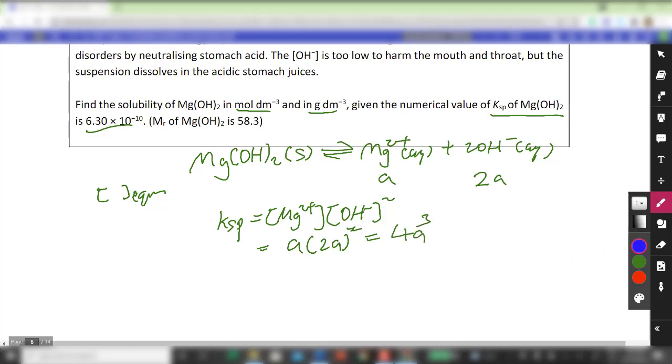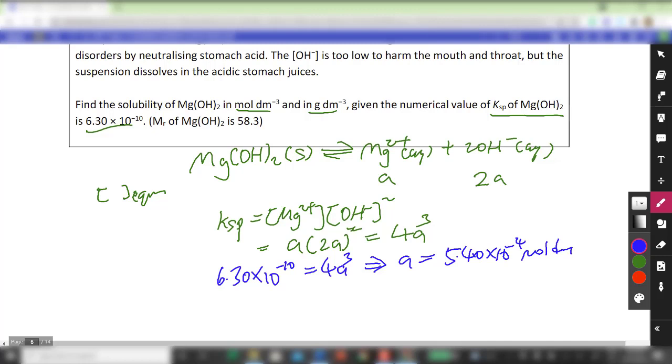Since you are given the Ksp value to be 6.30 times 10 to the power minus 10, therefore 6.30 times 10 to the power minus 10 is equal to 4A cubed. You can easily determine A to be 5.40 times 10 to the power minus 4 moles per dm cube. Okay, so this is the solubility in terms of moles per dm cube. Now we'll need to convert to grams per dm cube because you are given the Mr, and of course you are told to give the solubility in both moles per dm cube and grams per dm cube.